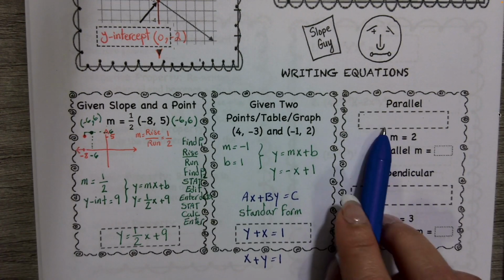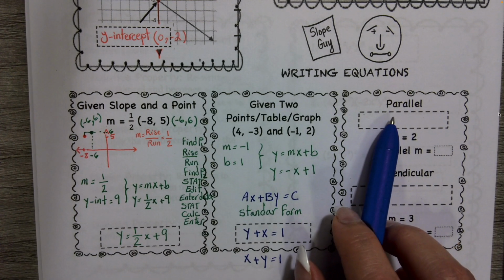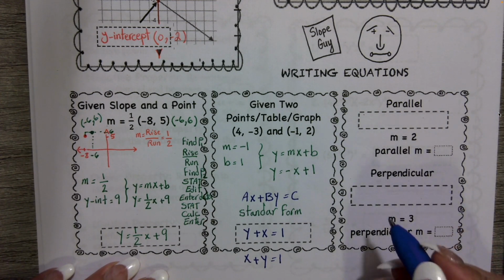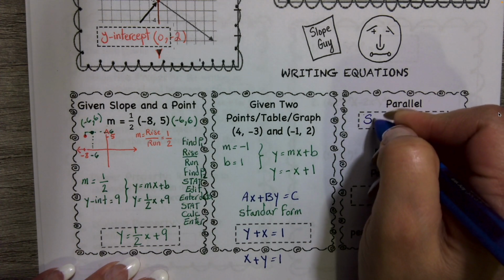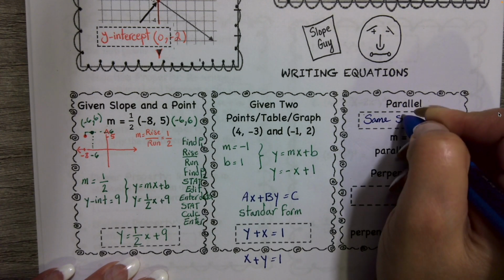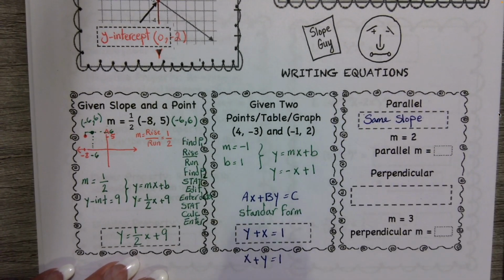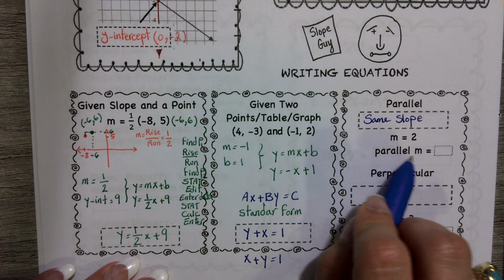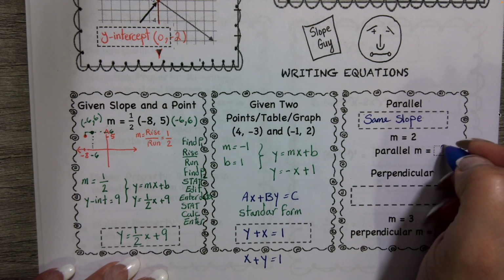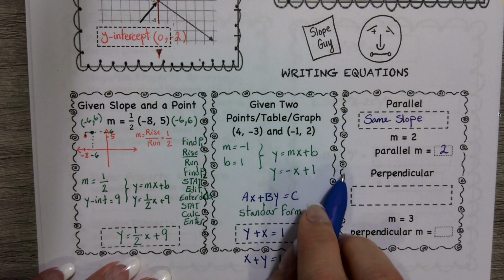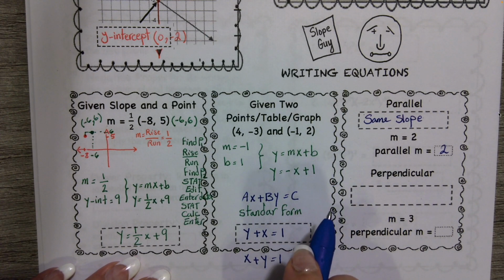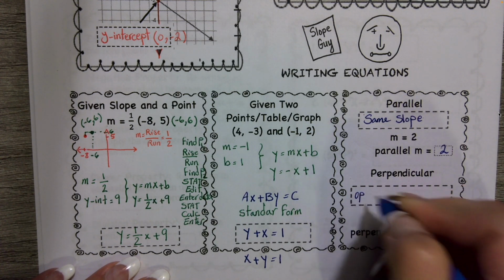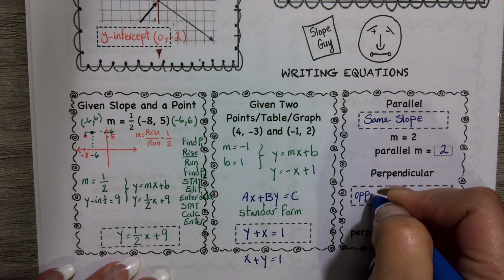Okay? Now let's talk about this. If you have parallel lines, that means two parallel lines, they have the same slope. So if the m, or slope, for the first line is 2, the parallel line's m is also 2. If you have a perpendicular line, that would be opposite reciprocal slope.